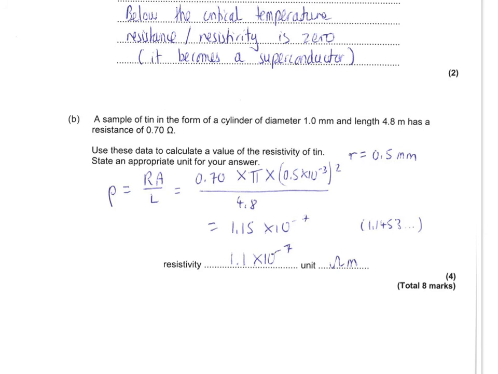The mark scheme awarded a separate mark for the units here, so it's very important to remember to include them. If you had failed to divide the diameter by 2, then that would lead to a penalty of 1 mark lost.